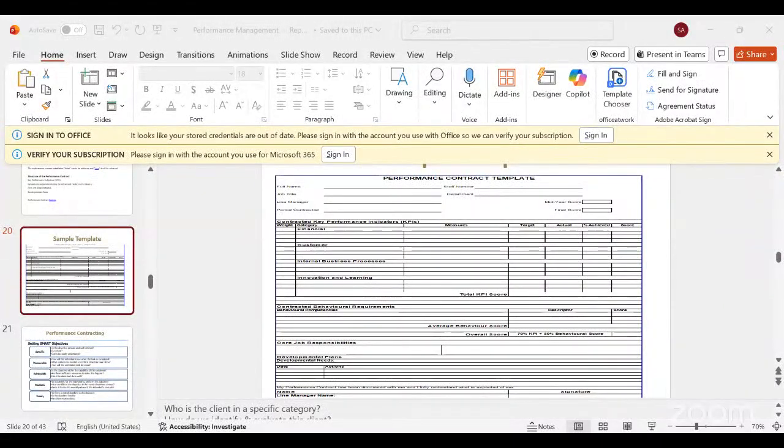Sample contract in the Word version. Please, if you can see it, respond so that I know that you can see it.